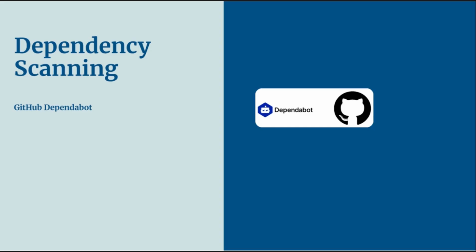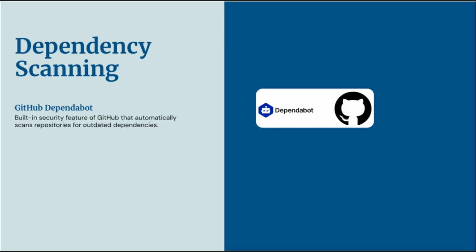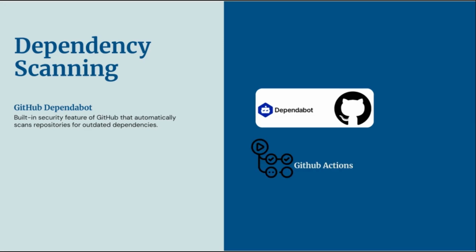3. GitHub Dependabot. A built-in security feature of GitHub that automatically scans repositories for outdated dependencies. Notifies developers when a vulnerable package is detected and suggests security updates. Works seamlessly with GitHub Actions to automate security fixes.